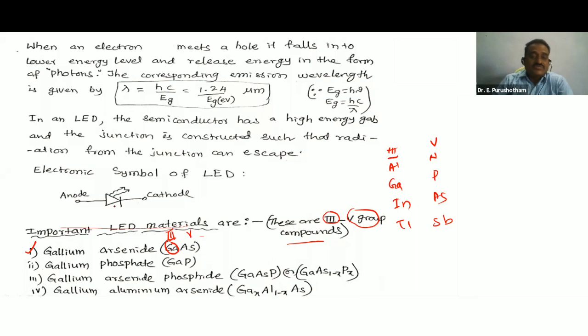You can observe. Second one, gallium phosphide, GaP. Ga is the third group, and phosphorus is the fifth group element. Similarly, third and fifth also. Gallium arsenide phosphide, GaAsP, or that combination. Fourth one, gallium aluminium arsenide, Ga x Al 1 minus x As. So these are the LED materials.